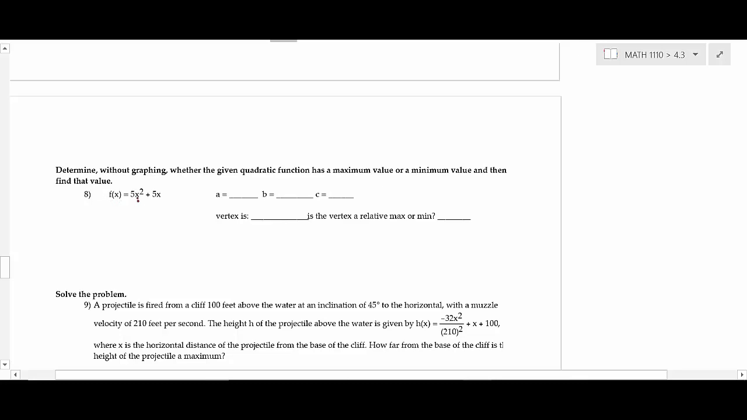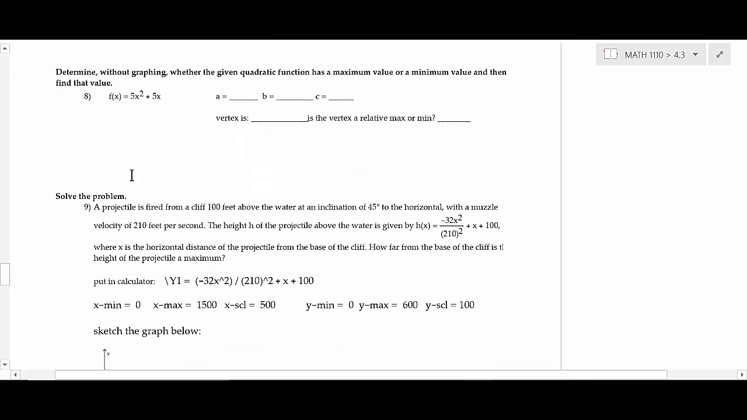If you want to do the negative b over 2a, then don't do any completing the square. This is 5x squared plus 5x, so a is 5, b is 5, what's c? 0. It's not there, so it's 0. And it turns out it doesn't matter. All you got to know is what a and b is. Okay, so we're going to go ahead and do the x value of the vertex by doing negative b over 2a.